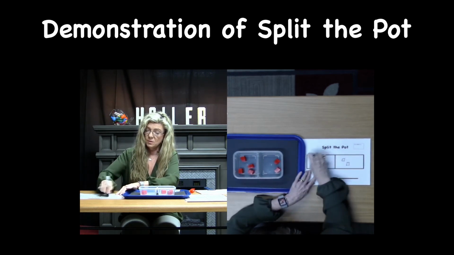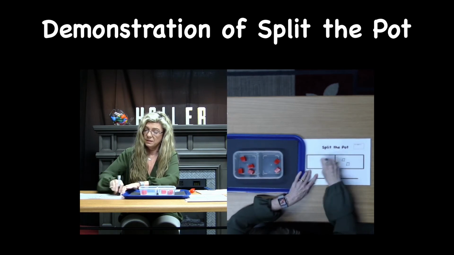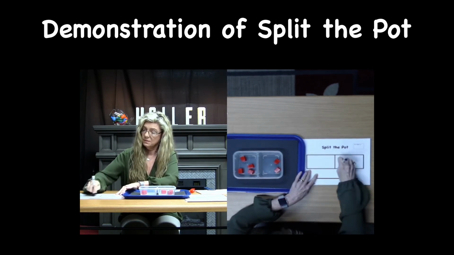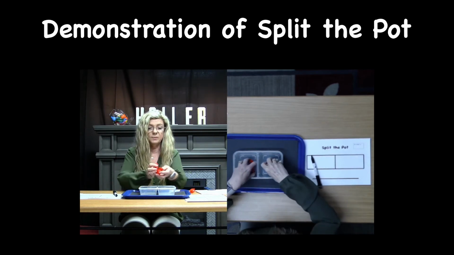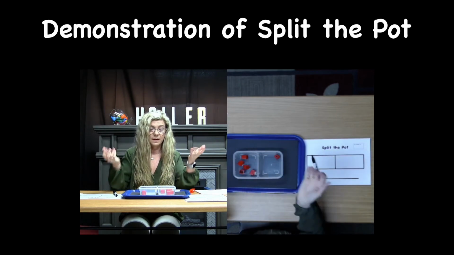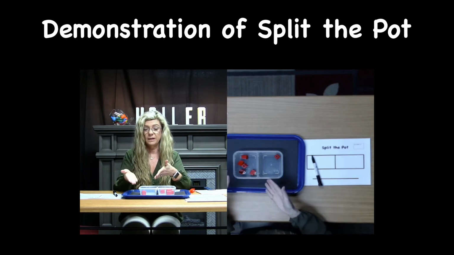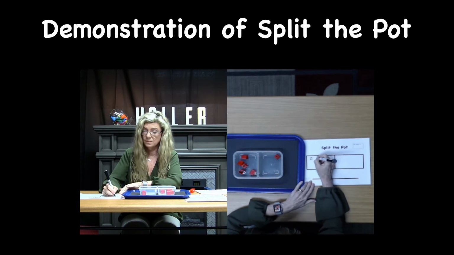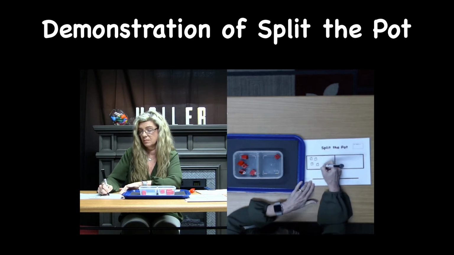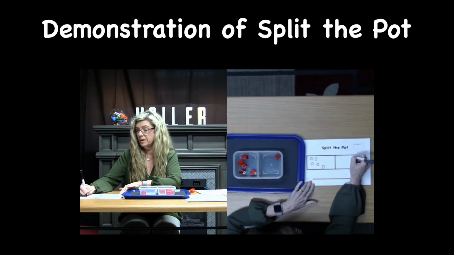So let's do one more for the sake of demonstrating. So we're going to pick it up. Hopefully we'll get something different this time. And here we have 5 and 1. And 5 and 1 is 6. So they would draw what they see. And the 1 over here.